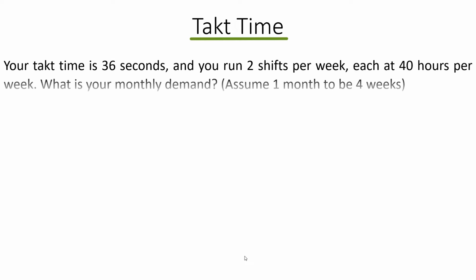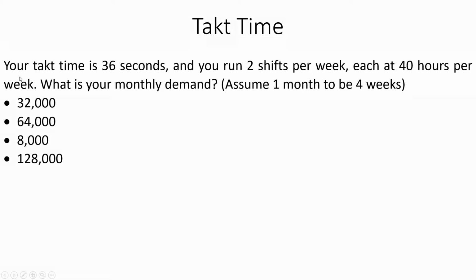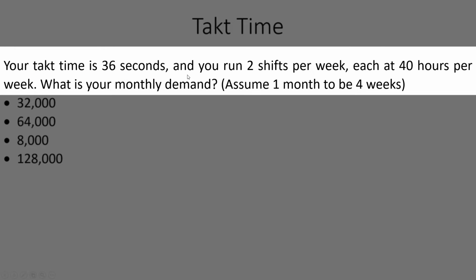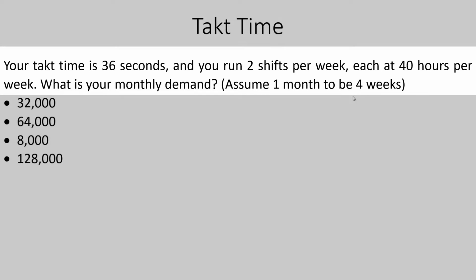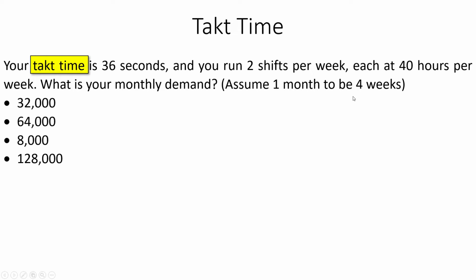Okay, let's keep going. Question number 3 is all about takt time. So let's read the problem statement. Your takt time is 36 seconds. You run 2 shifts per week, each at 40 hours per week. What is your monthly demand? Assume 1 month to be 4 weeks. I love this question because it's takt time in reverse. You're given the takt time, and what you're being asked to solve for is the customer demand.